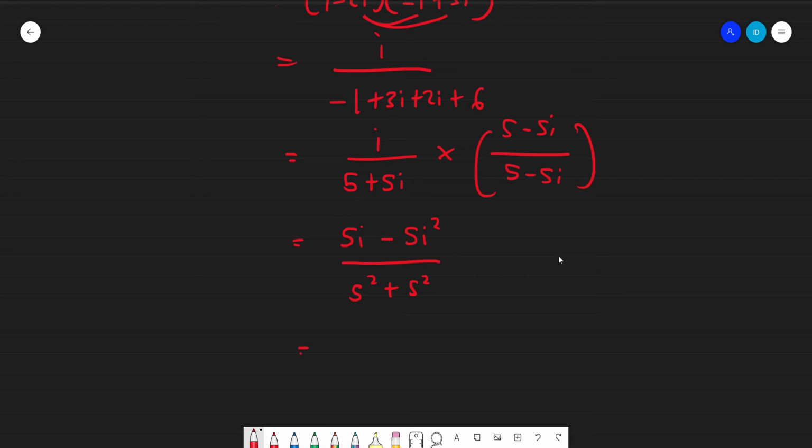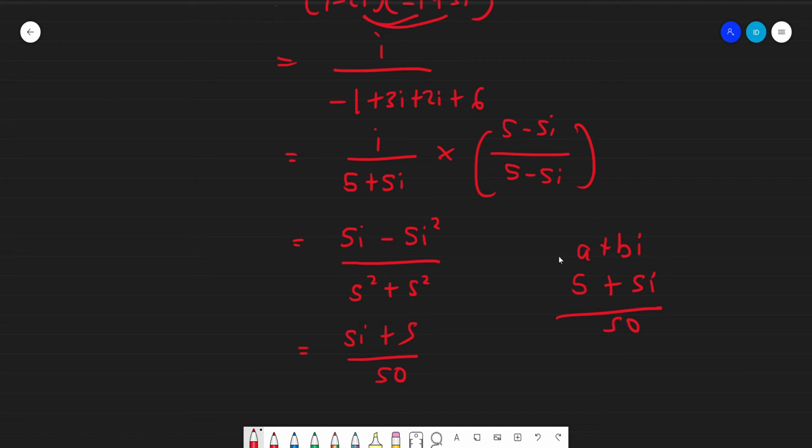And finally, we know that i squared should be negative 1, and then you can expand the negative values to become positive. So it will be 5i plus 5 over 5 squared, which will be 25, plus 5 squared, which should be 25, then add up, we will get 50. Now we want it in the form of a plus bi. Now we should arrange it to become a plus bi. Then we have 5 plus 5i divided by 50.